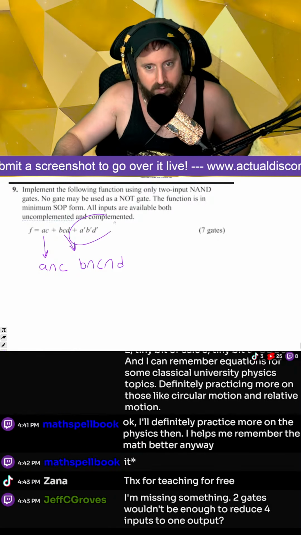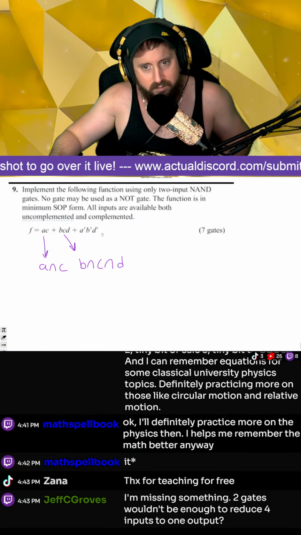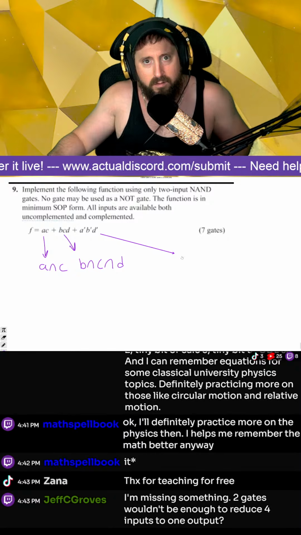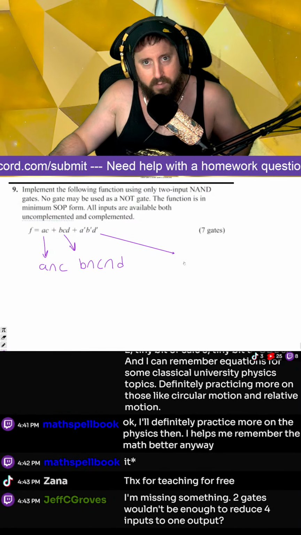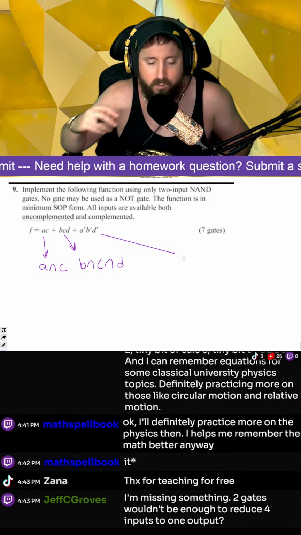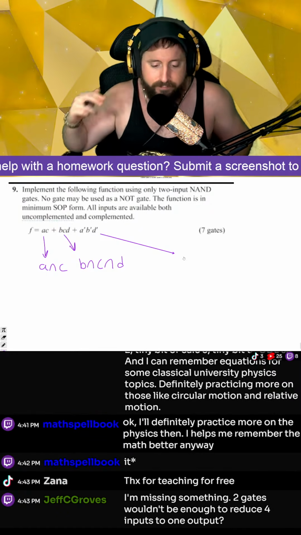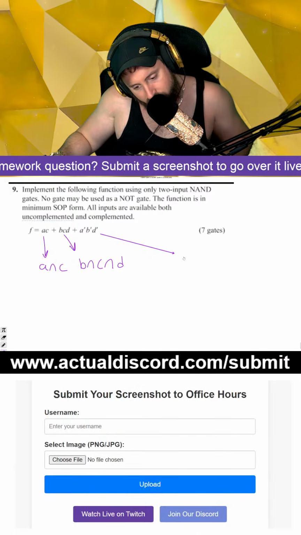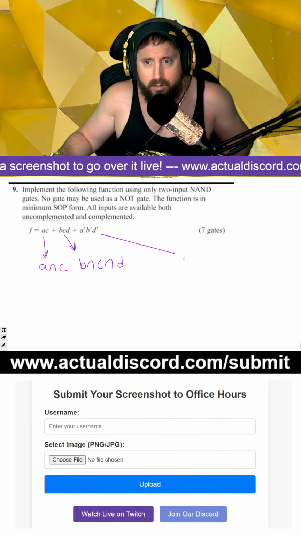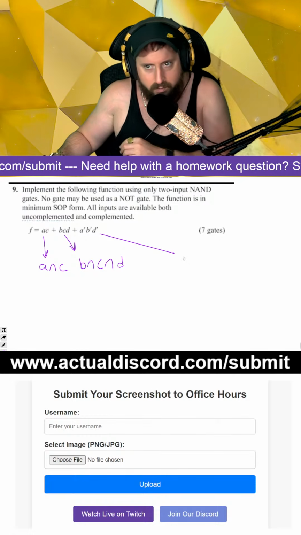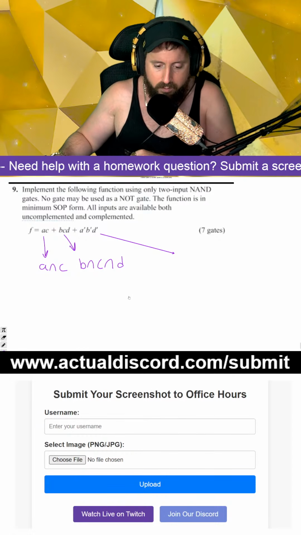And then these are the complements. So this is like not A, not B, not D. Jeff says, I'm missing something though. 2 gates wouldn't be enough to reduce 4 inputs to 1 output. Yeah, and there are 2 inputs, right?